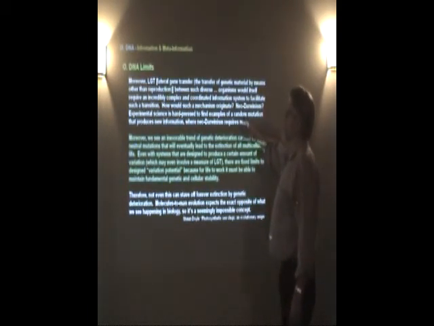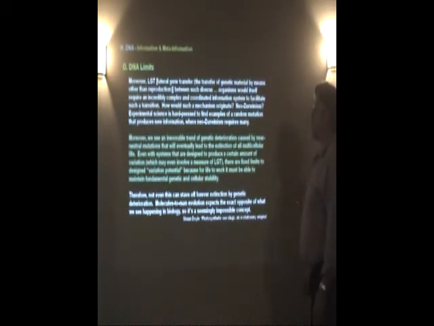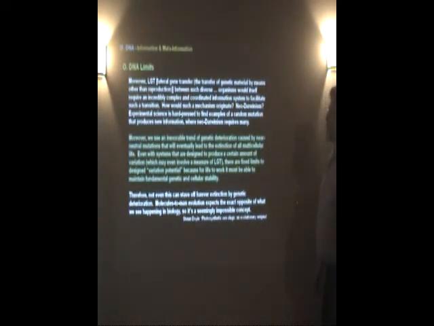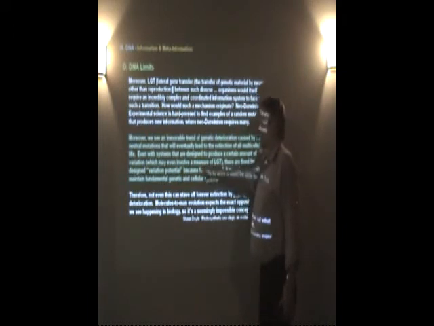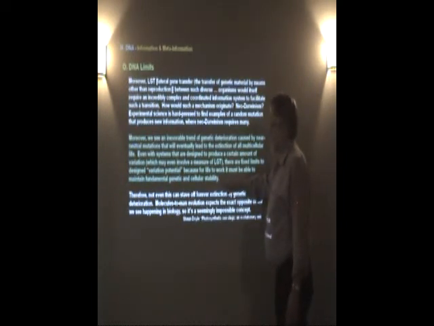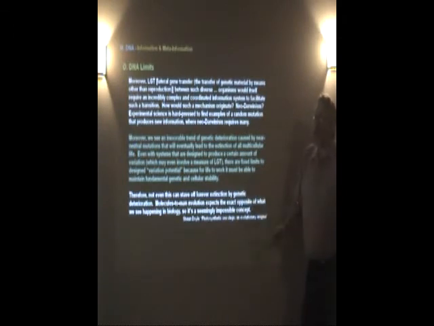Experimental science is hard-pressed to find examples of a random mutation that produces new information where neo-Darwinism requires many. Moreover, we see an inexorable trend of genetic deterioration caused by near-neutral mutations that will eventually lead to the extinction of all multicellular life. Even with systems that are designed to produce a certain amount of variation, which may involve a measure of LGT, there are fixed limits to design variation potential, because for life to work, it must be able to maintain fundamental genetic and cellular stability. So you just can't keep cluttering, throwing stuff in and expecting that somehow it's all going to work and everybody's going to be happy. Therefore, not even this can stave off forever extinction by genetic deterioration.